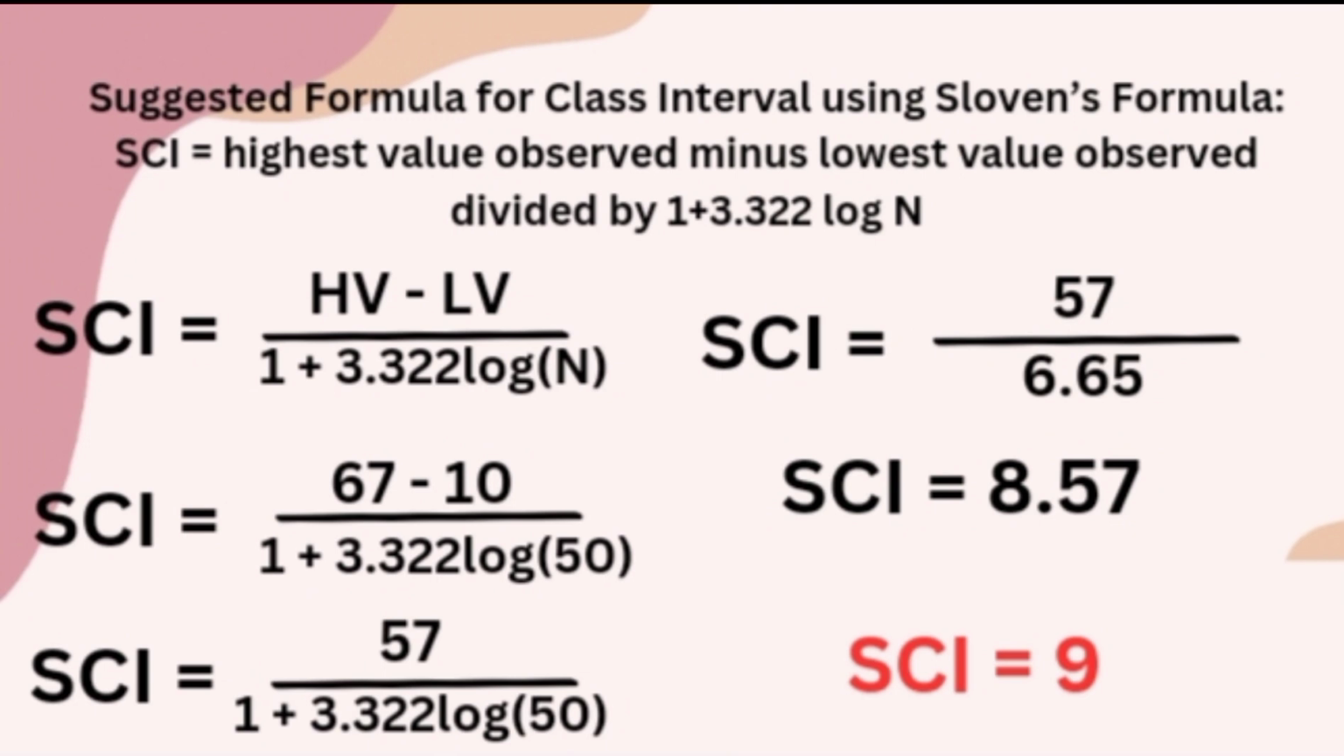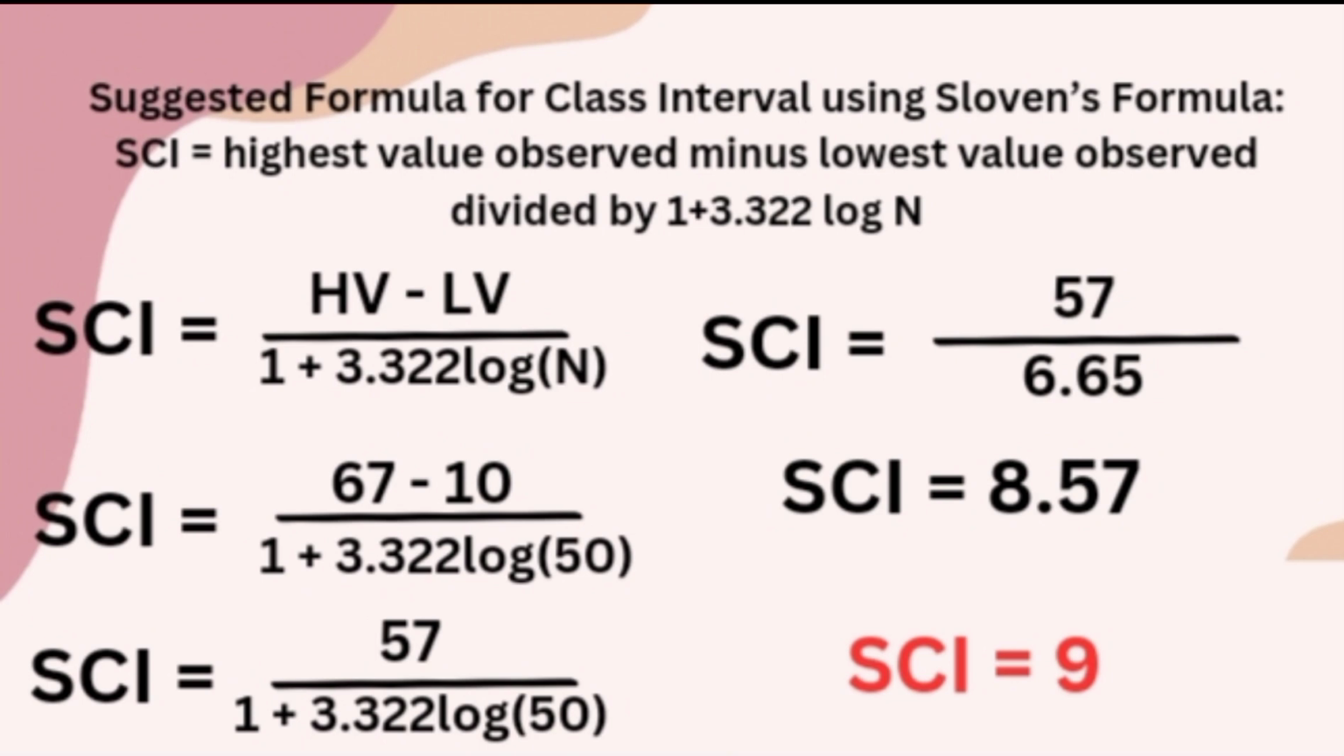We solved the SCI using the solvent formula, which is SCI equals highest value minus lowest value divided by 1 plus 3.322 logarithm n. Then, to solve the SCI, we get the highest value of our data, which is 67, and the lowest value, which is 10. And then, we divide it by 1 plus 3.322 logarithm 50. If tinatanong nyo kung saan namin nakuha ang 50, it is the total number of ages of our data.